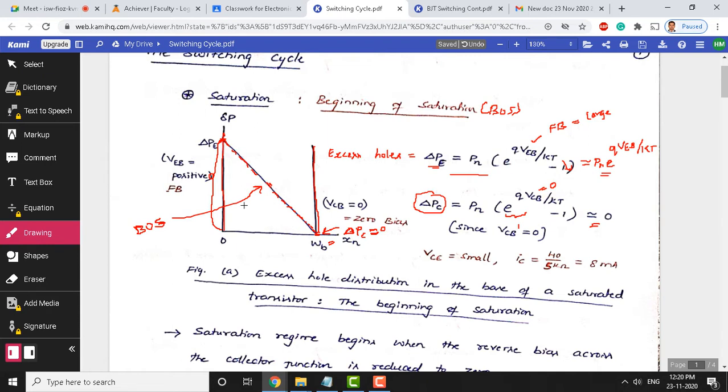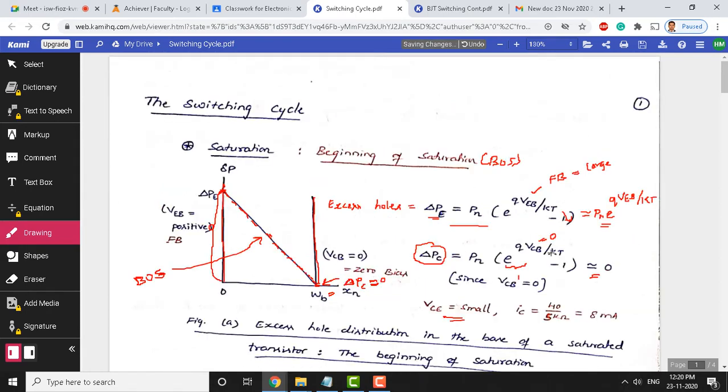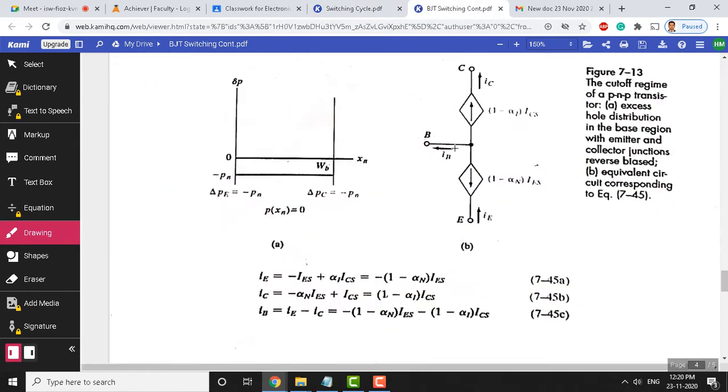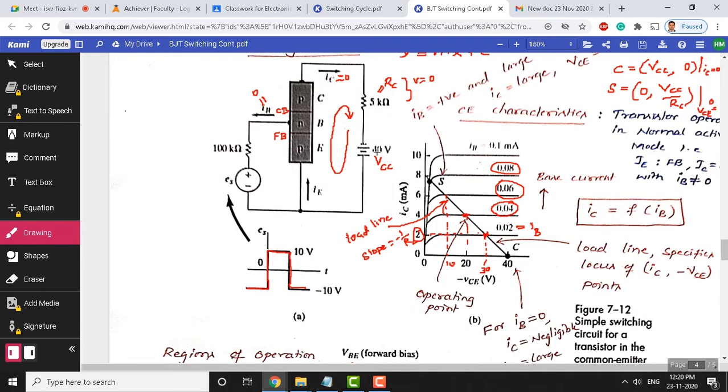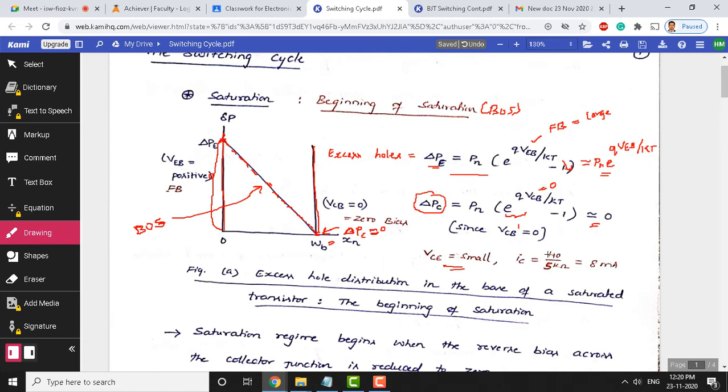Under this condition the collector emitter voltage is going to be very small. So, the collector current is going to be the supply voltage divided by the resistance. In our example, the supply voltage is 40 volts and the resistance is 5 kilo ohm. So, under saturation 40 volts by 5 kilo ohm, you know that its value is going to be 8 milliampere. So, 8 milliampere current will result here. This is the current flowing under the saturation condition.